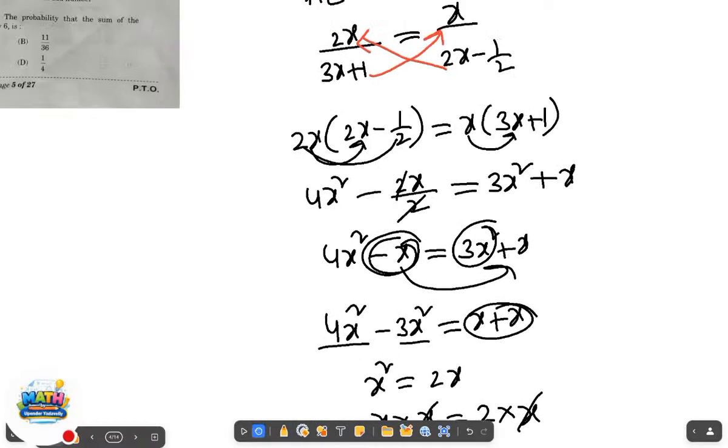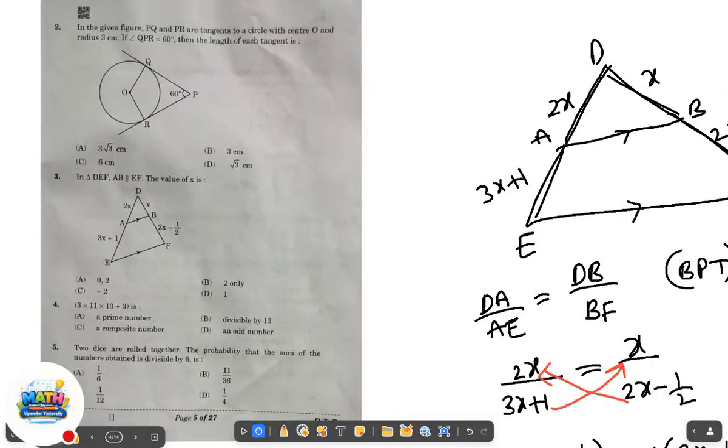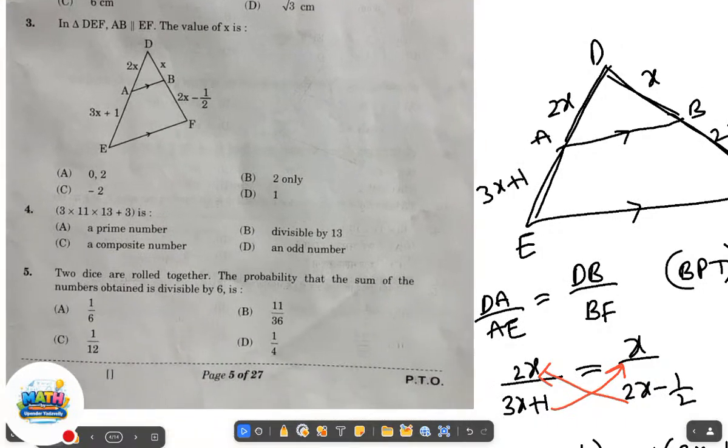Let's check the options. The question is to find the value of x. x is 2. So option B is the right answer.